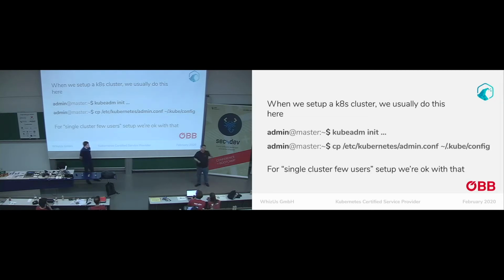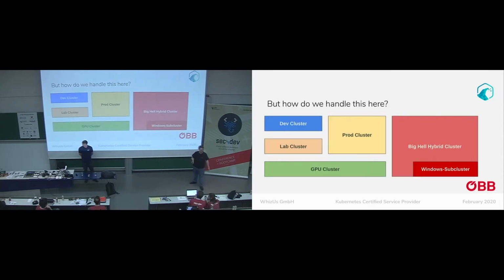But what's the problem with this? It is feasible for 1 cluster, 5 clusters, maybe 10 clusters. But what's going to happen if you have more than 5, 10, 20 clusters? Like we at the ÖBB, we have dev clusters, we have prod clusters, we have lab clusters, GPU clusters, hybrid clusters, even Windows clusters. We have Kubernetes clusters in the cloud. So copying over the admin conf for every cluster here might be painful and error prone.